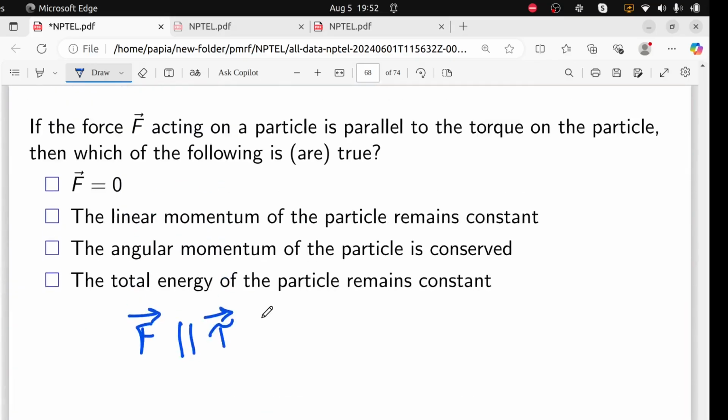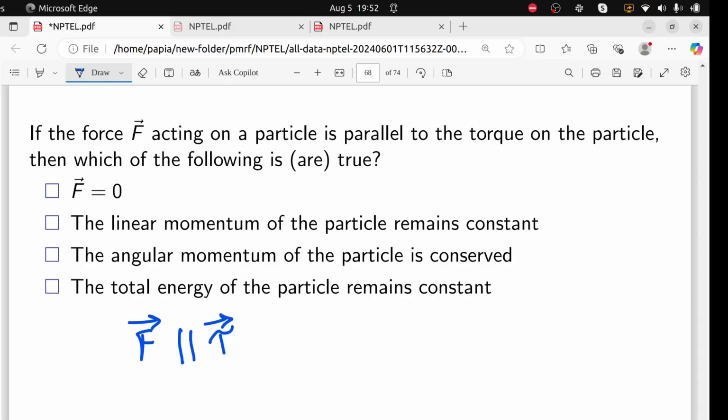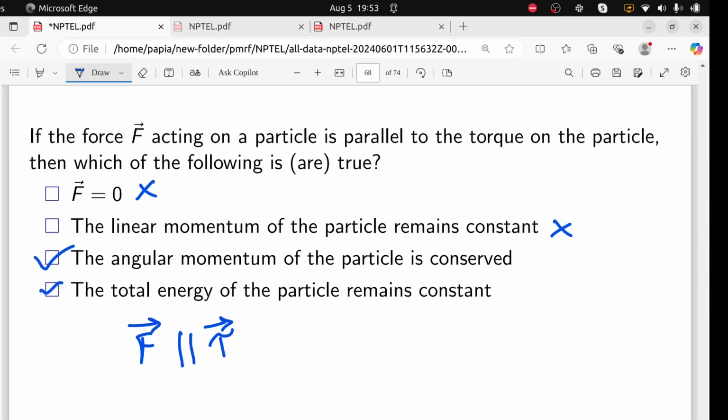Okay. Now coming to the question. F is 0? No, F is not 0. The linear momentum of the particle remains constant? No. The angular momentum of the particle is constant? That we have seen. The total energy of the particle remains constant? Yeah, total energy is always constant, right? Total energy is always constant. That is also true. But the main thing is that the angular momentum of the particle is conserved. Okay.